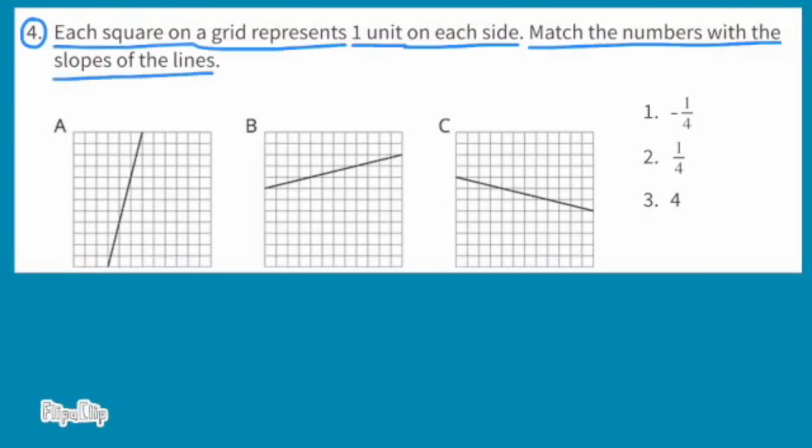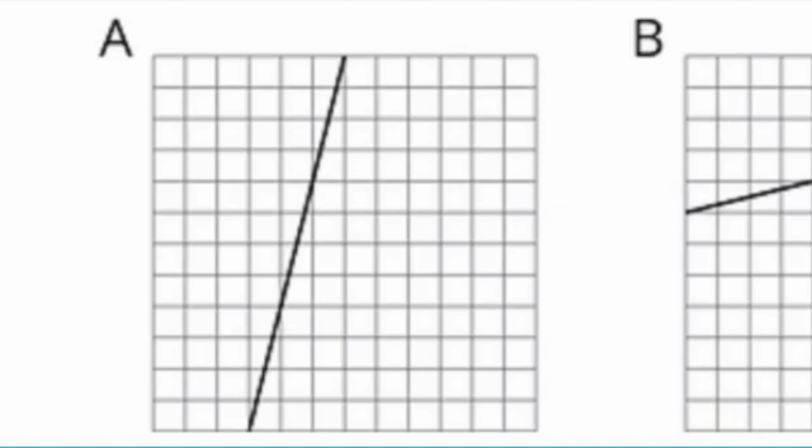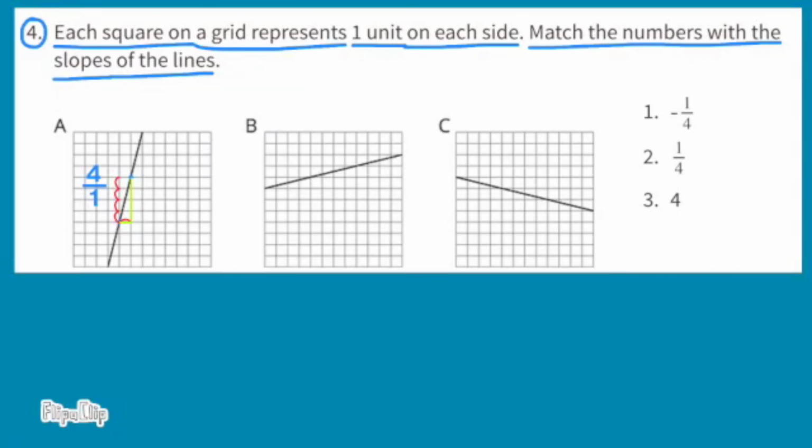Problem number 4. Each square on a grid represents 1 unit on each side. Match the numbers with the slopes of the lines. Let's start with the line on graph A. I need to find perfect places to place some points to help me find the slope. This looks like a good spot, and this looks like a good spot. I'll place points on each of these two locations. I rise up 4 units, and I run 1 unit. That's a slope of 4 over 1, and 4 over 1 equals 4. The slope for the line on graph A is 4.